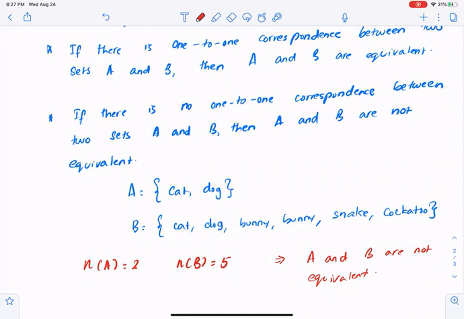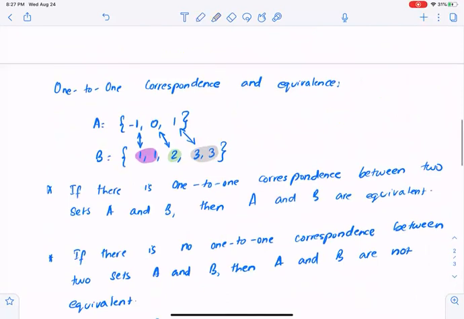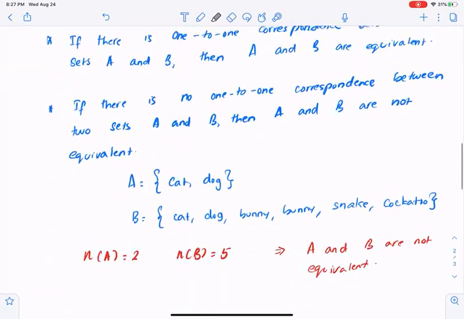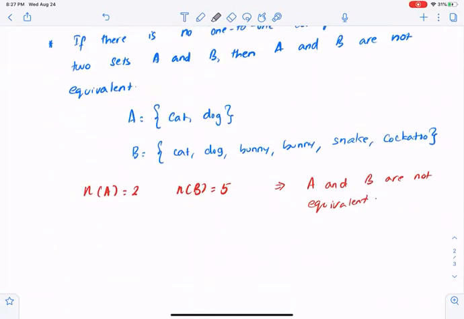So one-to-one would mean that. In either direction, you simply have one connection. That's all. So if you can't establish one-to-one correspondence, then you don't have equivalent sets.